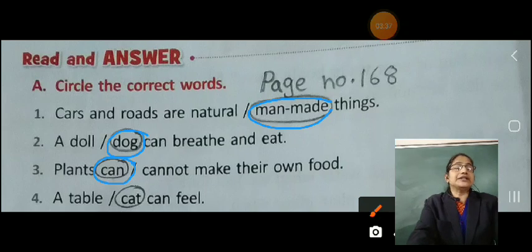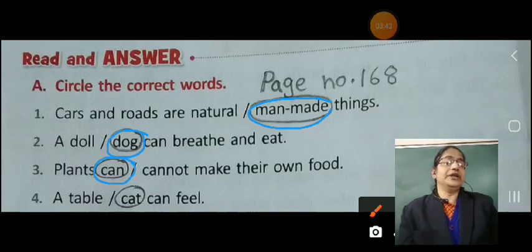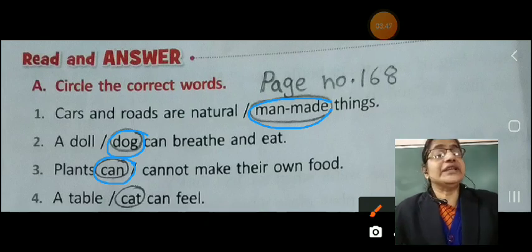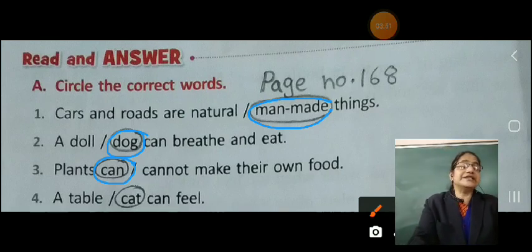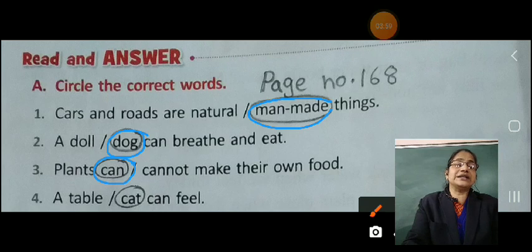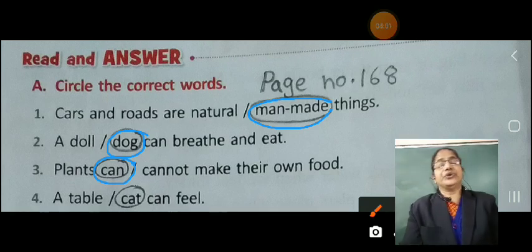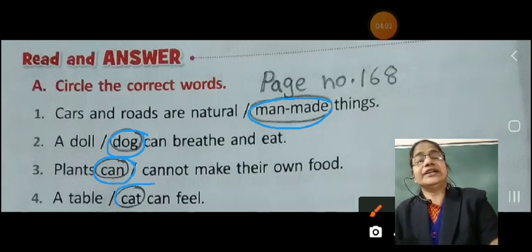And the last one, question number 4. A table or cat can feel. Now first you have to see living things can feel. Here you have to see which is the living thing. Table or cat? Cat is a living thing and the answer is cat. You can circle C-A-T, cat.